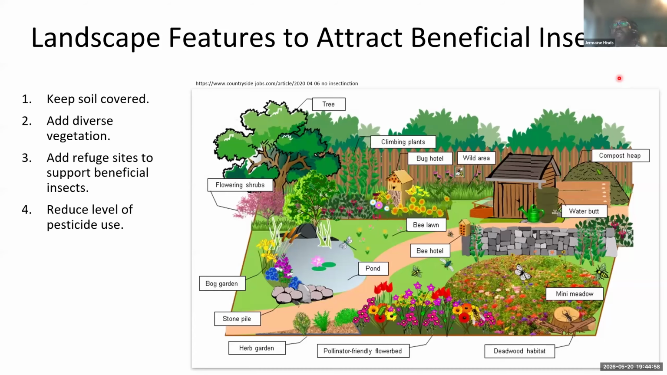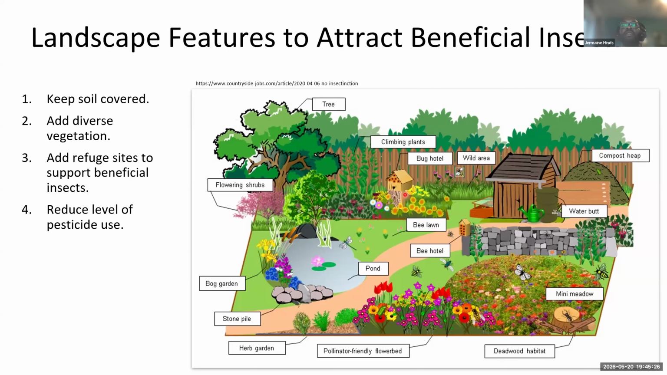So in just a generalized view of this backyard garden or your backyard, some of the features you can include to attract beneficial insects: you have things like a bog garden or just different flowering plants. And remember, it's important to have that flowering resource in space and time, so flowering throughout the season. You can have mini meadows, different wildflower plantings. You can have compost heaps for your soil dwelling insects.